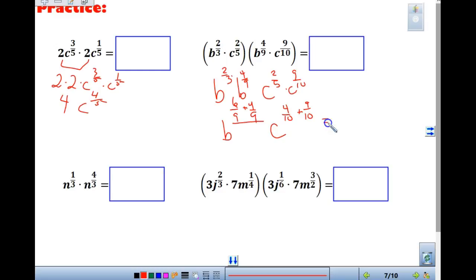Georgia, what are you getting? For b, it would be b to the... You're not going to change them to mixed numbers. Okay, we leave it as improper. And c, Ryan, to the 15. Done.